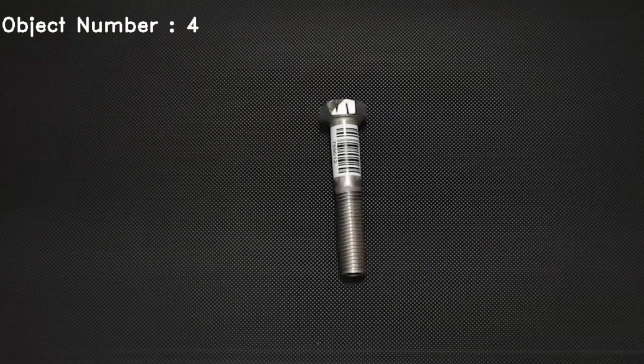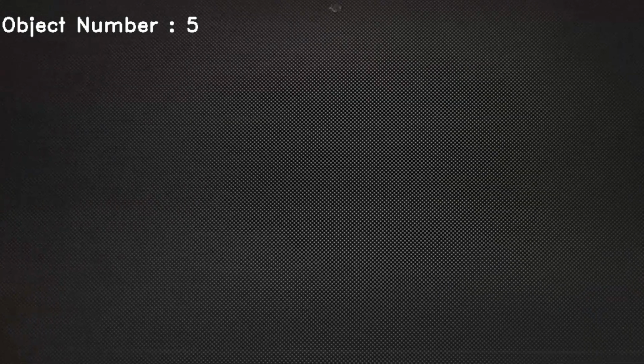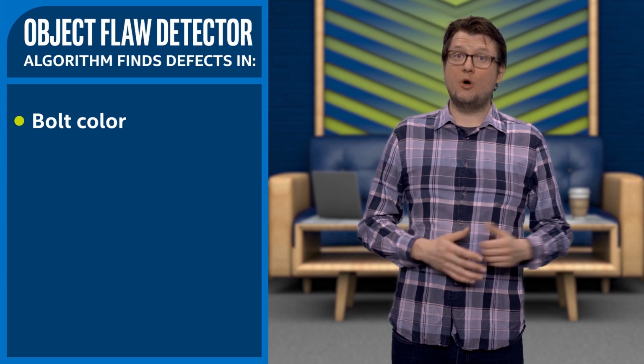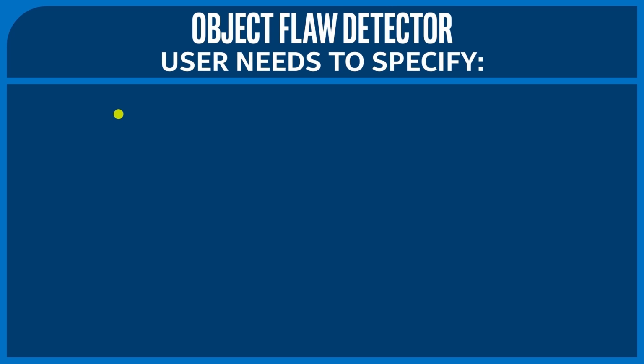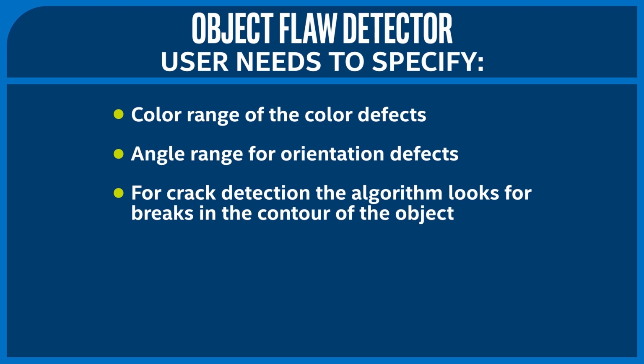Here, we see a video of bolts going down a conveyor belt. The computer vision algorithm analyzes each bolt for defects as they pass under the camera. The algorithm is set up to detect defects in the bolt color, orientation, and look for cracks. This solution is using traditional computer vision methods with the Intel distribution of OpenVINO Toolkit. We have to specify the color range of the color defects and the angle range for the orientation defects. For crack detection, the algorithm looks for breaks in the contour of the object.